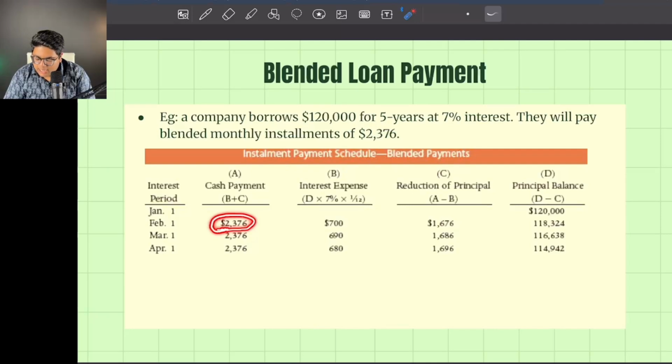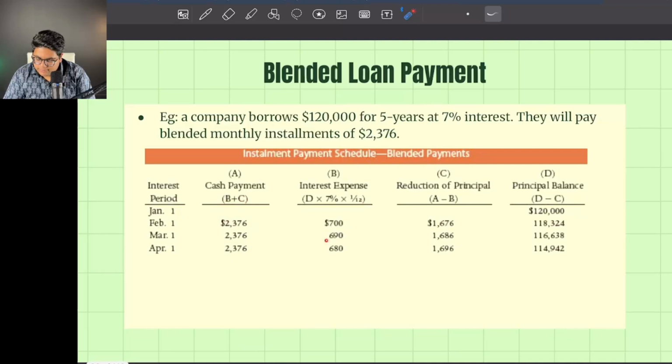So exactly how much is your principal reduced by? Well, it's going to be reduced by the total amount you paid minus the amount for interest is the reduction of principal. So now your 120K is going to be subtracted by 1,676 to get the new principal balance. Now the next line, this is the same, so don't worry about that.